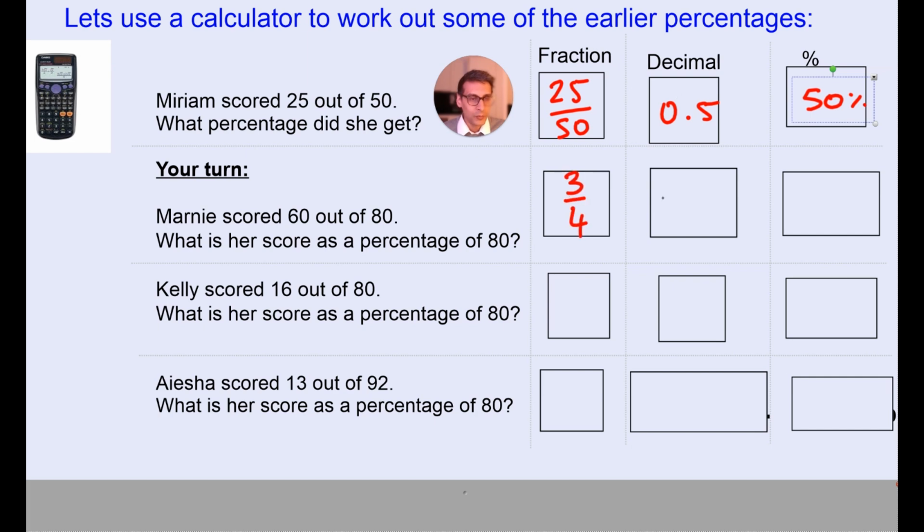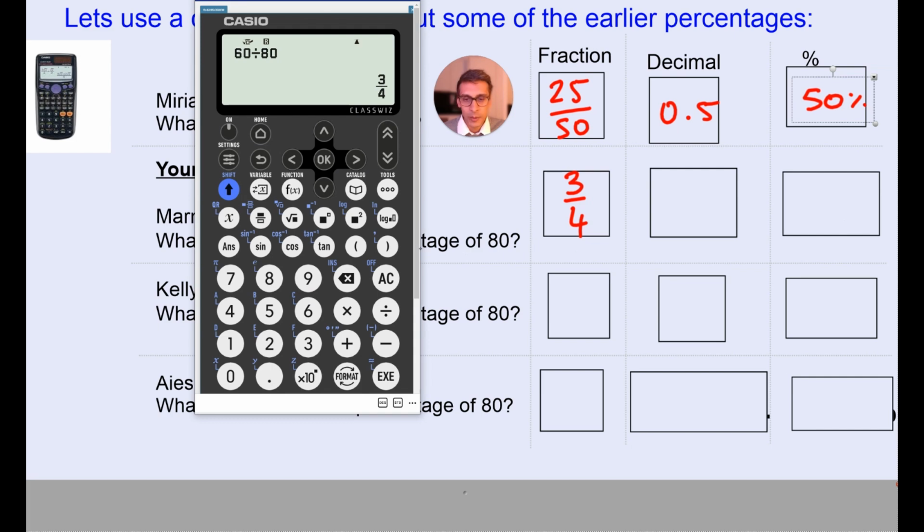As a decimal, you might already know this, but let's use a calculator to do this. So 3 divided by 4 is 3/4. You're going to go to format, down, OK, decimal, 0.75.